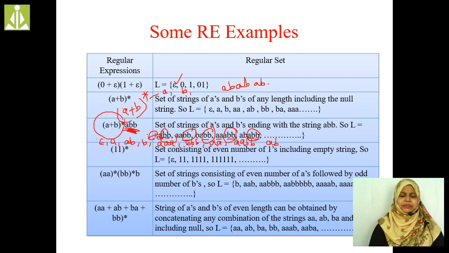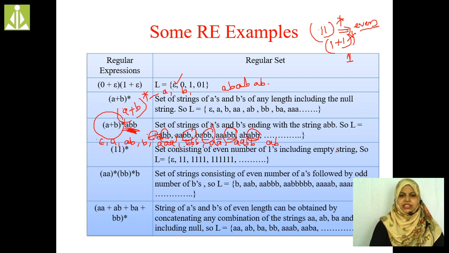Yeah, these are some examples of regular expressions. (11)* is consisting of all combinations of ones. Here we can't take a single one. Why? Because here it is (11)*, concatenation is there. If it were (1+11)*, we could take a single one. Here (11)* means we have to take an even number of ones. It is the set consisting of an even number of ones including the empty string.